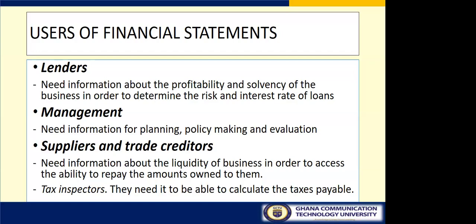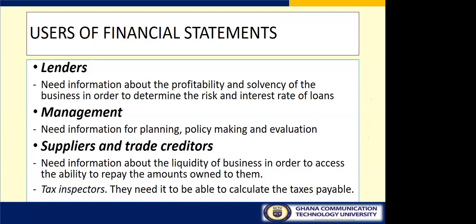All right? But when they go there and pay in cash, the supplier receives cash, right? So supply is general, and the trade creditors fall within the suppliers. So suppliers and trade creditors need information about the liquidity of the business in order to assess its ability to repay the amount owed to them. Liquidity of business means what? How do you understand the word liquidity? Cash, more cash. Exactly.